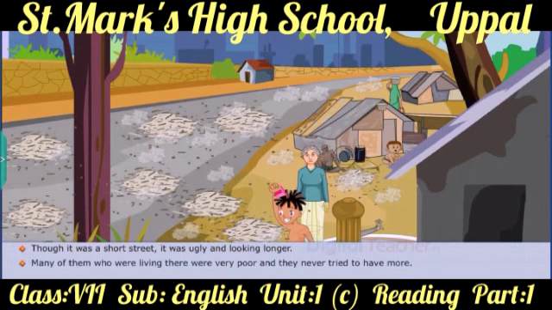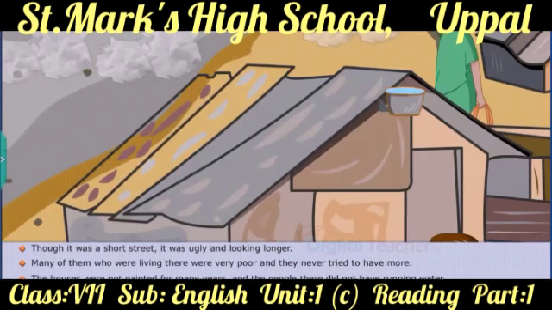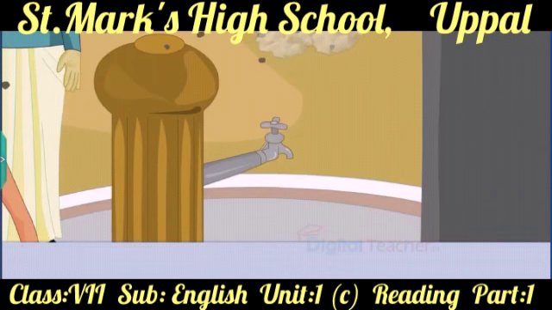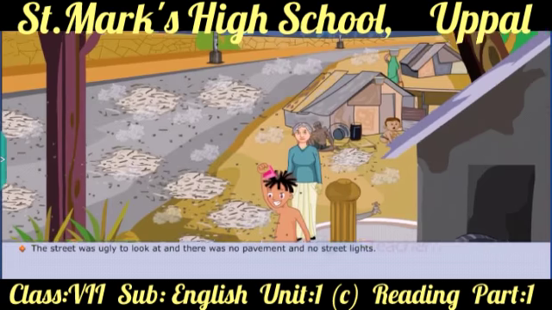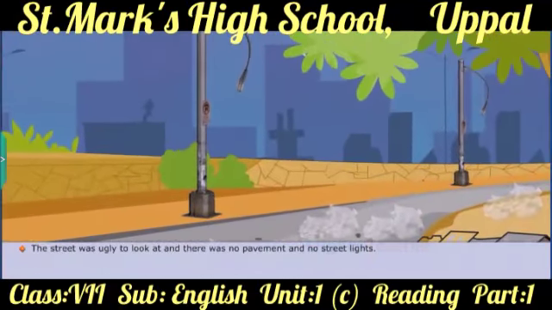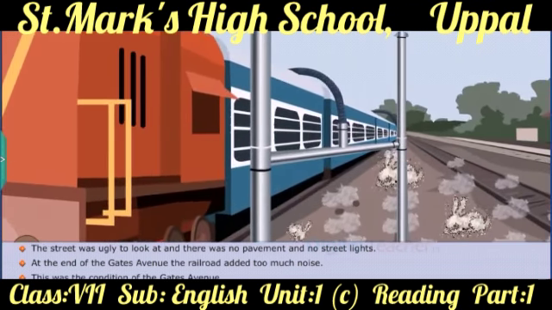Many of them who were living there were very poor, and they never tried to have more. The houses were not painted for many years, and the people there did not have running water. The street was ugly to look at, and there was no pavement and no street lights. At the end of the Gates Avenue, the railroad added too much noise. This was the condition of the Gates Avenue.